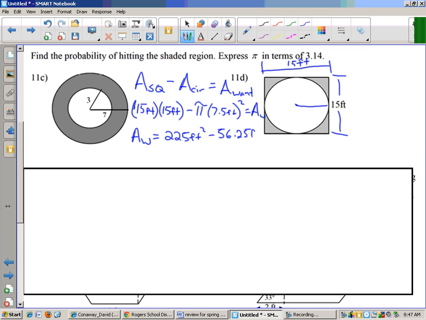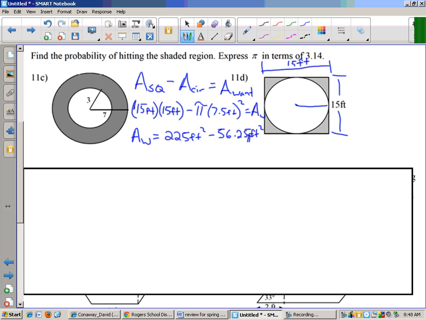So minus 56.25 pi feet squared. Now guys, you could go ahead and find the decimal right now, and that probably wouldn't make a difference. If we were to do any more calculations, I would rather you not put in the pi until the very end. But at this point, just because I know what's going to happen, it's not going to hurt to find the decimal.